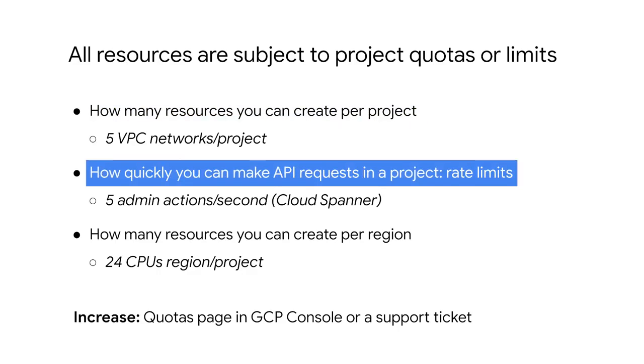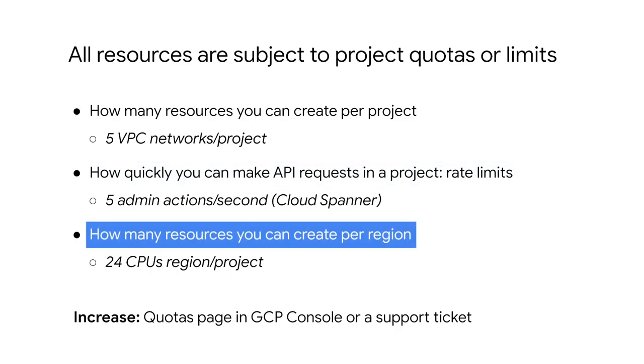How quickly you can make API requests in a project, or rate limits. For example, by default, you can only make 5 administrative actions per second per project when using the Cloud Spanner API. There are also regional quotas. For example, by default, you can only have 24 CPUs per region.